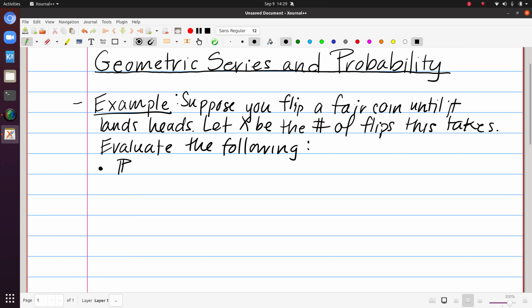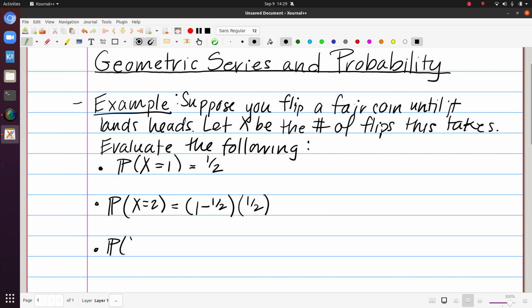First of all, the probability that x is equal to 1. That is saying that we flip the coin once and it lands heads. So that has a 1/2 chance of occurring. The probability that x is equal to 2, that's saying that we flip the coin once and it does not land heads. So just to be clear, the general structure, of course, that's still 1/2, but just to emphasize, that's the idea that that first flip does not land heads and the second flip does.